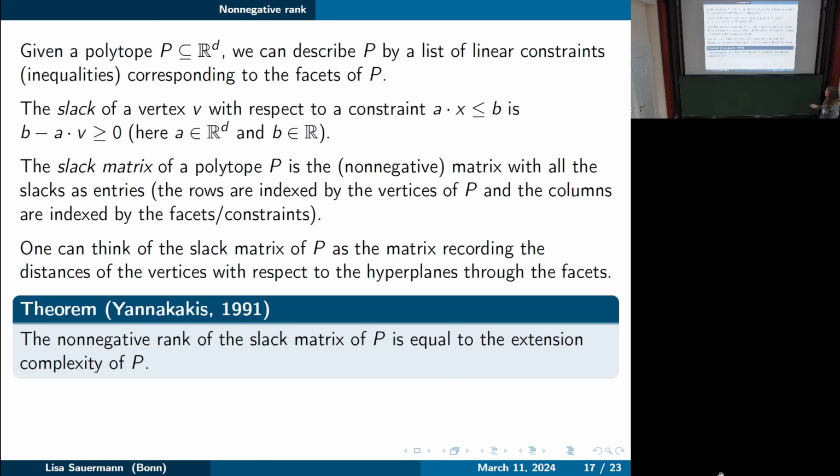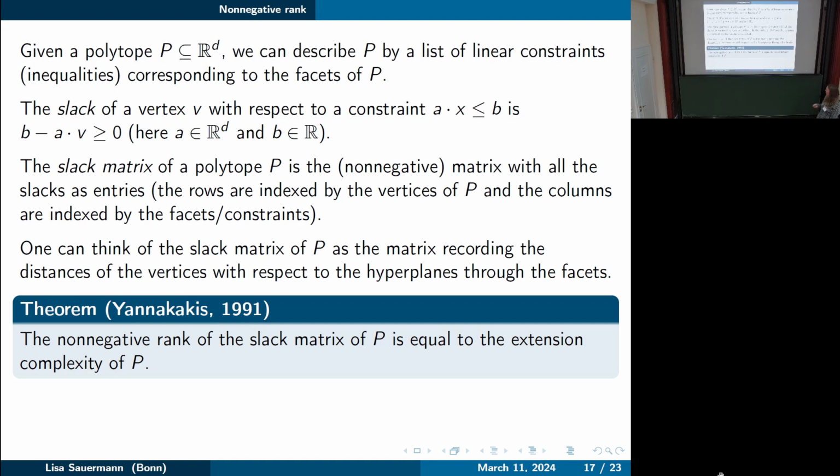And so now here is the connection to extension complexity. If you look at that matrix and look at its non-negative rank, that non-negative rank is exactly equal to the extension complexity of the polytope. That was proved by Yannakakis now 33 years ago.